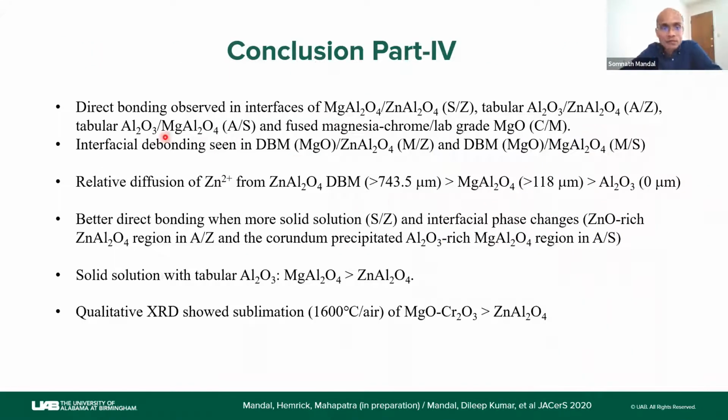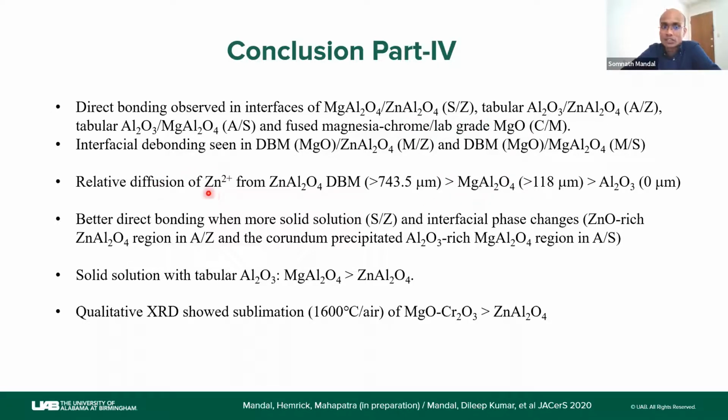So if I summarize this, we found that direct bonding was present in zinc aluminate, where zinc aluminate matrix is in combination with spinel and tabular alumina aggregate, and this same direct bonding was present in tabular alumina with spinel matrix, and then fused magchrome with magnesia matrix. There was interfacial debonding, meaning there was no direct bonding, in both DBM aggregate with zinc aluminate matrix or spinel matrix. So whenever you have DBM aggregate, it does not have direct bonding, except with magchrome, where you know that chrome and magnesia form a direct bonding.